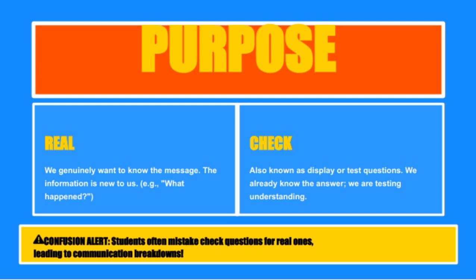On the other hand, real questions are different. These are genuine inquiries where we genuinely want to know the message or information, things like what happened, or can you explain that further? Understanding this distinction is crucial because it helps us communicate more effectively. When we mistake a check question for a real one, we might get confused or frustrated, thinking we're missing information when, in fact, we're just confirming understanding. So always remember, check questions are about testing, real questions are about learning new things. Recognizing this difference is key to avoiding communication breakdowns and ensuring a clear, effective exchange of information.